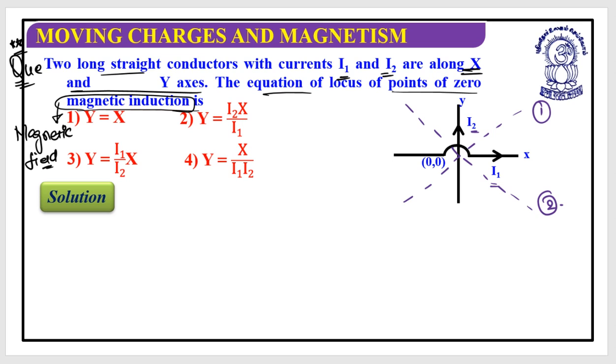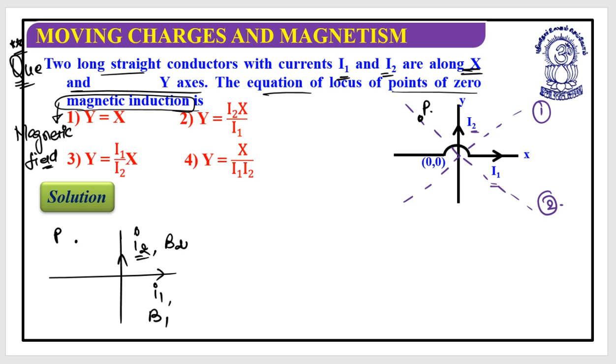Now, what you need to do is assume a random point. Let's suppose this is point P, and find the magnetic field due to both. So it is something like this: this is I2, this is I1, and you want the magnetic field here. First, focus only on the directions. Use the right hand palm rule, or you can even make a circle, and try to find the direction of magnetic field 1 and magnetic field 2. This is magnetic field 1, this is the magnetic field due to 2.